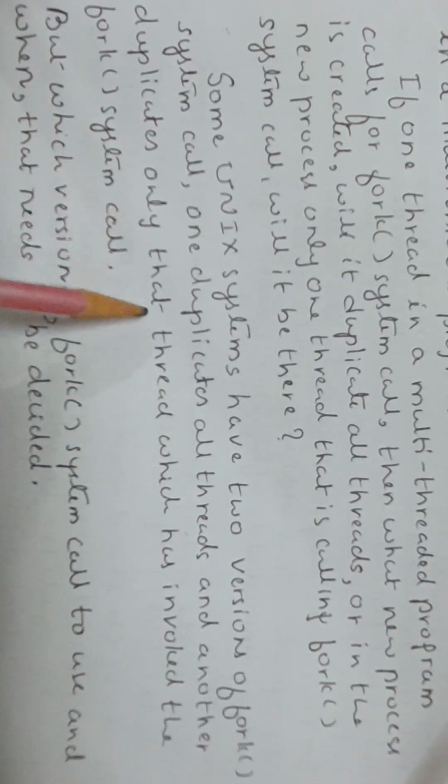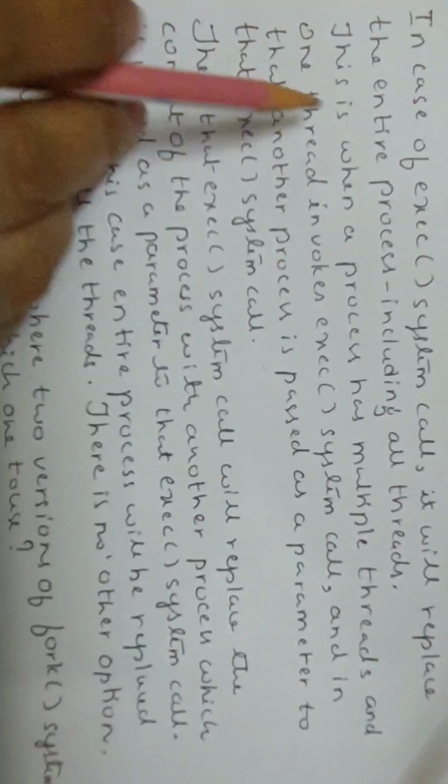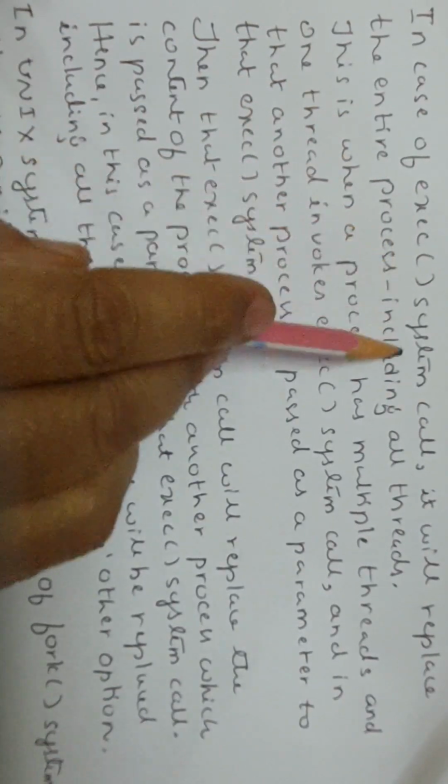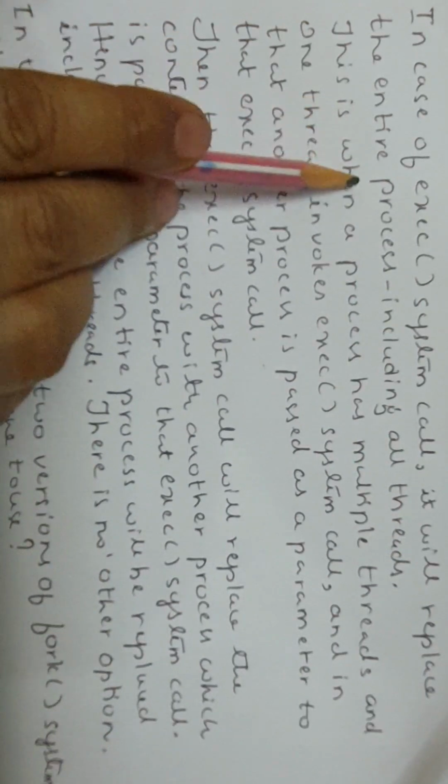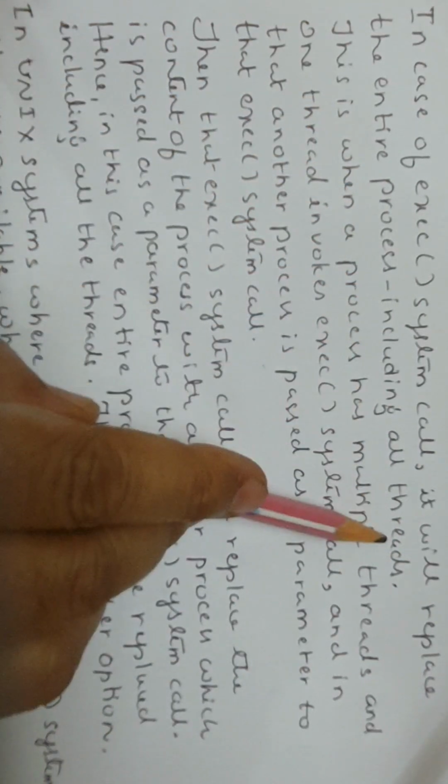Some Unix systems have two versions of fork system call. One duplicates all the threads and another duplicates only that thread which invoked the fork system call. But which version of fork system call must be used and when? These are to be determined. In case of exec system call, it will replace the entire process including all the threads.